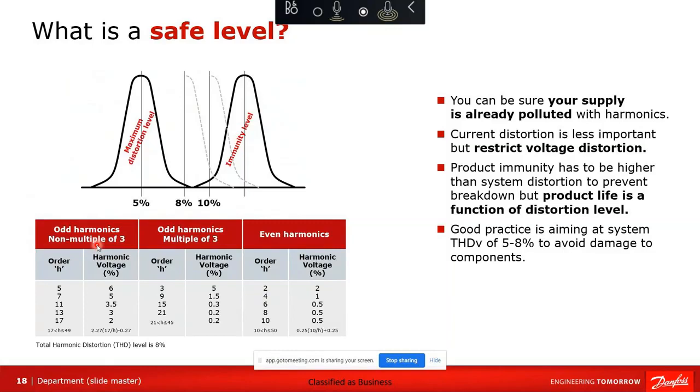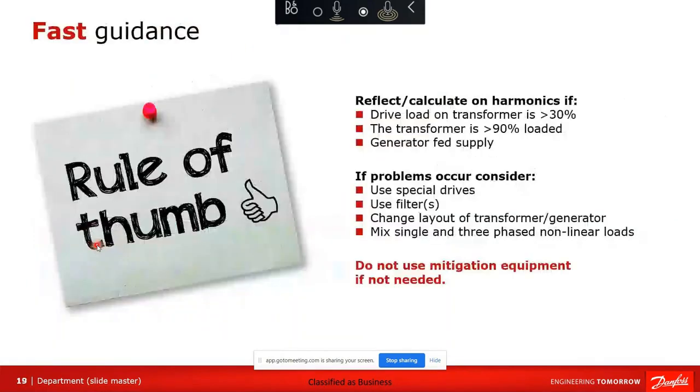Product immunity has to be higher than system distortion to prevent breakdown, but product life is a function of the distortion level. What we say is a good practice is aiming at the voltage distortion to be between 5 and 8%, and you'll avoid damage to your components. So here's our rule of thumb. Keep your voltage distortion at 8% or below.